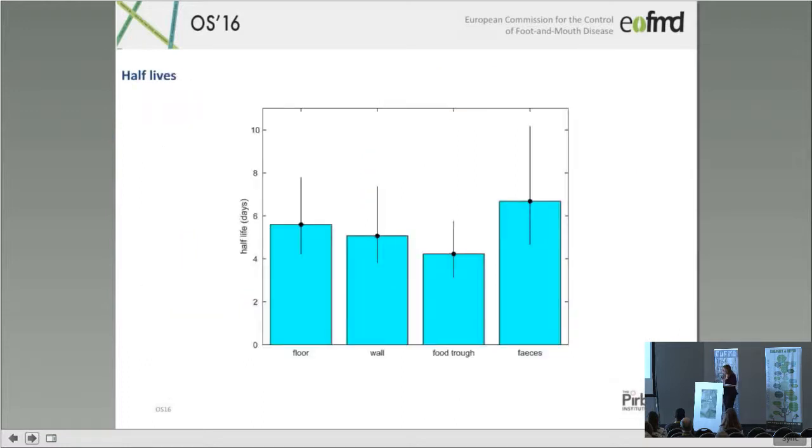Okay, so for the half-lives, the half-lives are calculated for each surface, and they're based on the average of the 4 experiments. So FMD lasted longest in the feces, with a half-life of 6.7 days, and the shortest was on the food trough, with a half-life of 4.2 days.